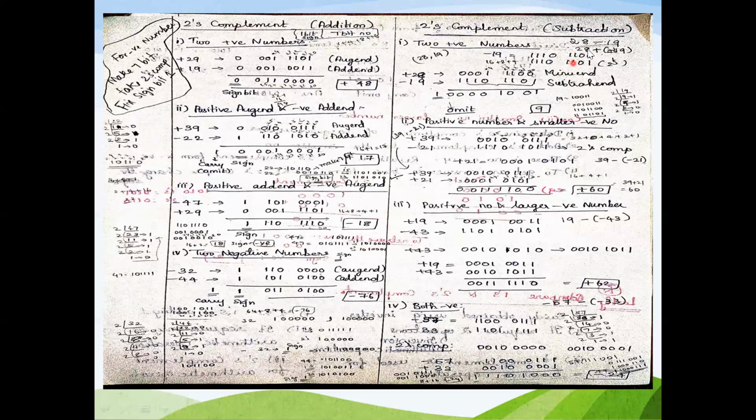First we will see the case when two numbers are positive. Here I have considered the numbers plus 29 and plus 19, as the augend and addend. By the usual method, either successive division or using 2 power 0, 2 power 1, 2 power 2 representation, I am representing 29. 29 requires only 5 digits: 1, 1, 1, 0, 1. This is the representation of 29.